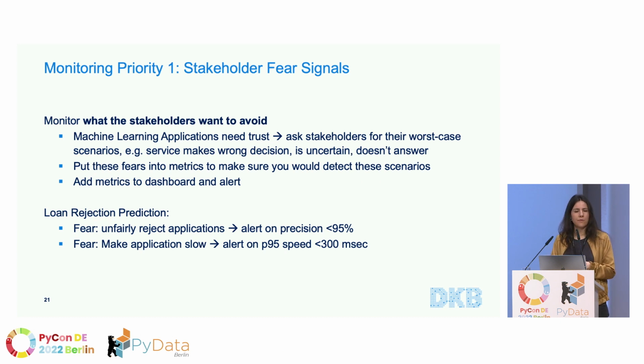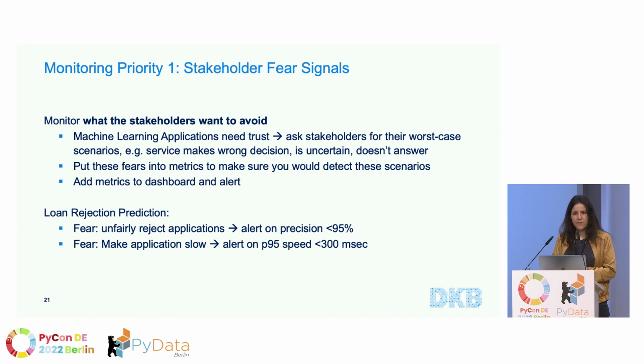So for example, with my loan prediction stakeholders, they were of course very worried that we would reject people who would actually get a loan, and then the machine learning model would make wrong decisions, they would lose business, and the people would be unfairly treated. So we added this live holdout set and said, if the precision goes below 95%, we get an alert, we immediately look at it, and we could take the model offline, etc.